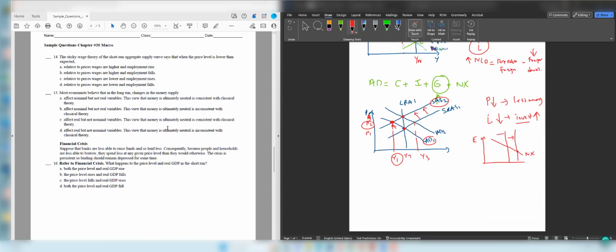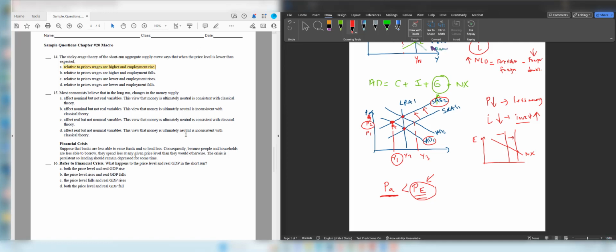Question number 14. The sticky wage theory of the short-run aggregate supply curve says that when the price level is lower than expected, so the actual price level is lower than the expected price level, so prices are decreasing, then relative to prices, wages are higher and unemployment rises. So wage contracts are based on expected price. Therefore, wages are going to be higher relative to prices. And if that is the case, companies are going to lay off workers. Why? Because they are earning this actual price, but they are paying wages based on expected prices. And at the end, the right answer is relative to prices, wages are higher and unemployment rises.